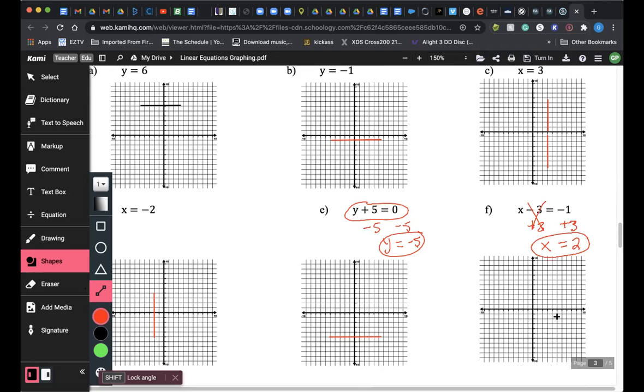Oh, what happened to my line? Okay. Much better. All right. Any questions about your horizontal and vertical lines?